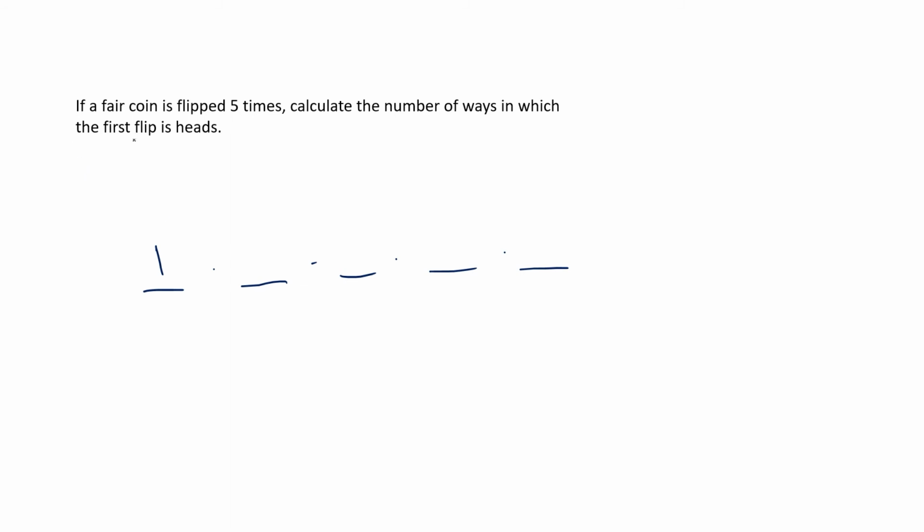If it said the first, third, and fifth, you'd put 1, 1, 1, and the 2s for the fair coin would only go here. For this one, we're looking at when the first flip is heads. So the rest of these are 2. And the answer is 16.